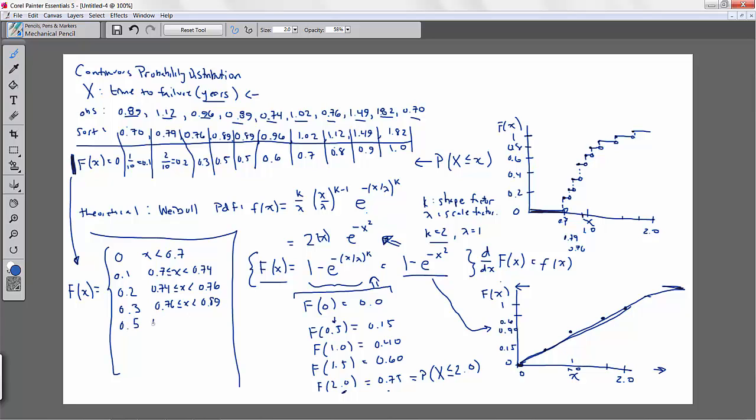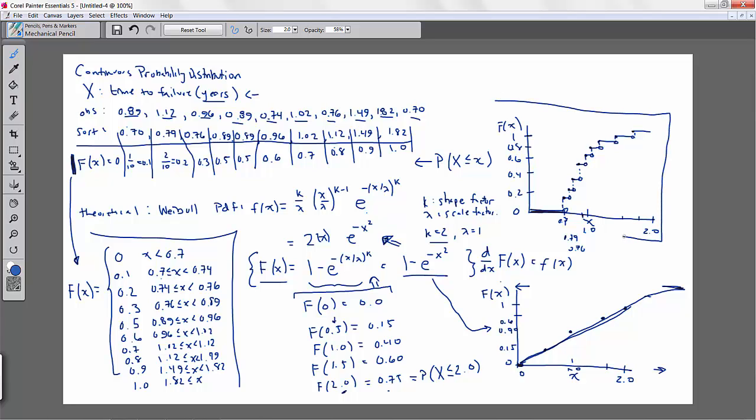And it's 0.5 for x between 0.89 and 0.96. And it's 0.6 between 0.96 and 1.02. It's 0.7 between 1.02 and 1.12. 0.8 between 1.12 and 1.49. 0.9 between 1.49 and 1.82, and finally 1.0 if x is anything bigger than 1.82, which was our last observation. So this form of our cumulative distribution function corresponds exactly to this plot that we've shown, and that's one way of representing a continuous distribution CDF.